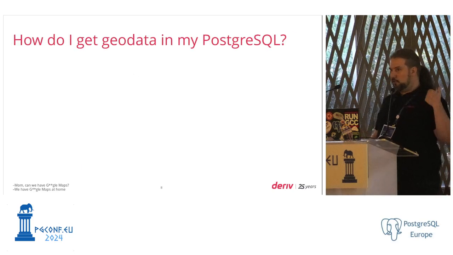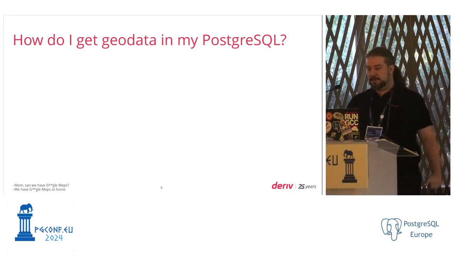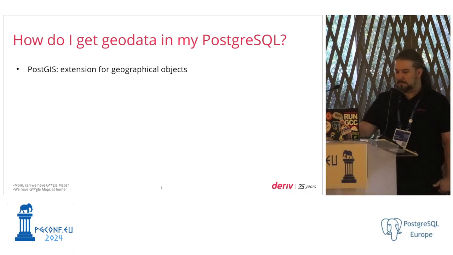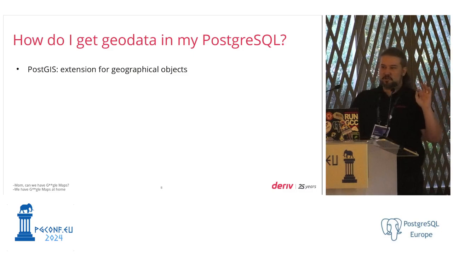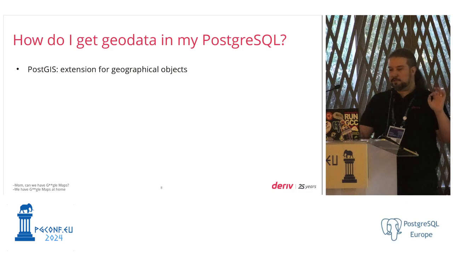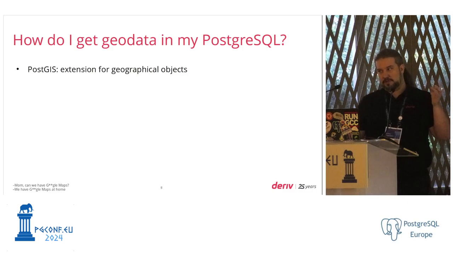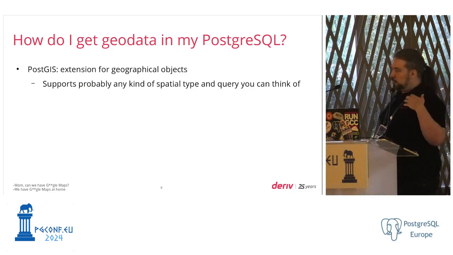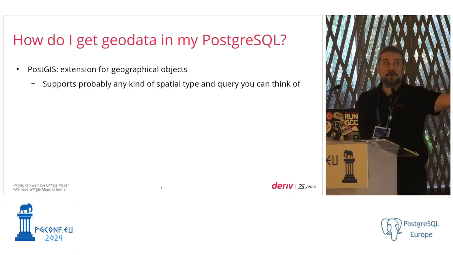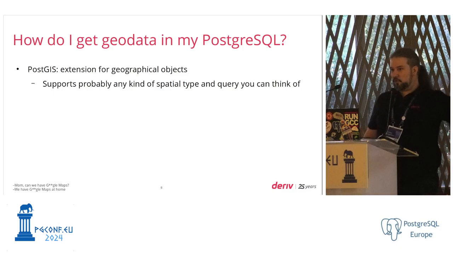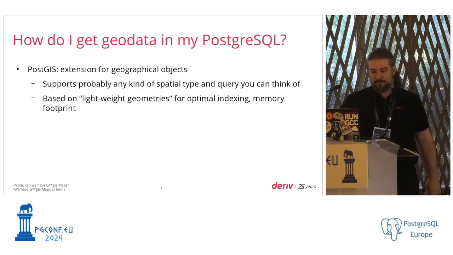So how does this all work? How do I get geodata in my Postgres instance? We mentioned PostGIS. It's an extension that allows you to create and manipulate geographical objects inside of Postgres. It supports probably any kind of spatial type and any kind of spatial query you can think of. This is software that has been developed over more than 20 years. It has a lot of functionality built in.